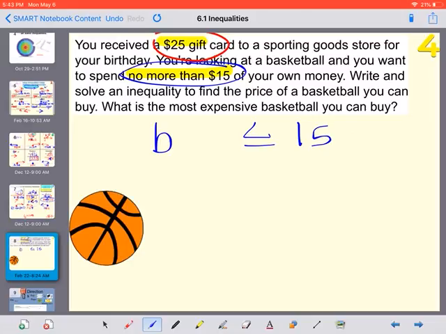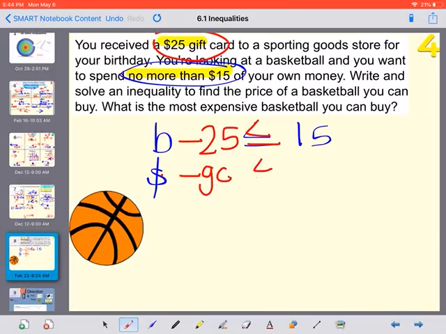So our basketball, whatever that costs, however many dollars that is, you're really going to have $25 extra, or in addition, that you can spend. A lot of you are going to want to put plus 25, but that's wrong, because you're not going to add $25 to your basketball. When you have a gift card, you're really taking off $25. So your basketball minus $25 has to be less than or equal to 15. So your basketball minus the gift card has to be less than or equal to $15. So we just want to solve this now. You don't really need to write that.